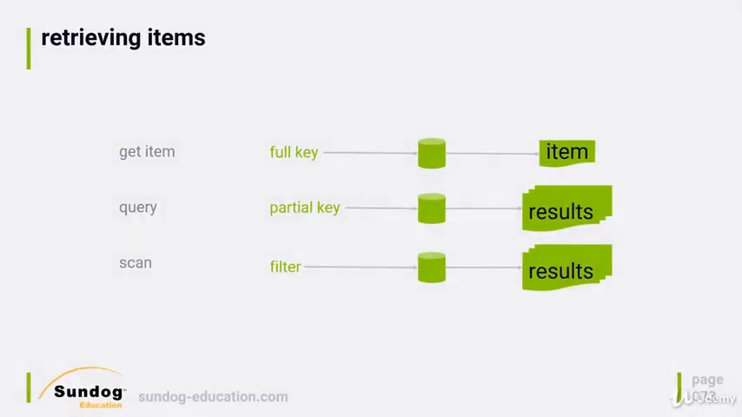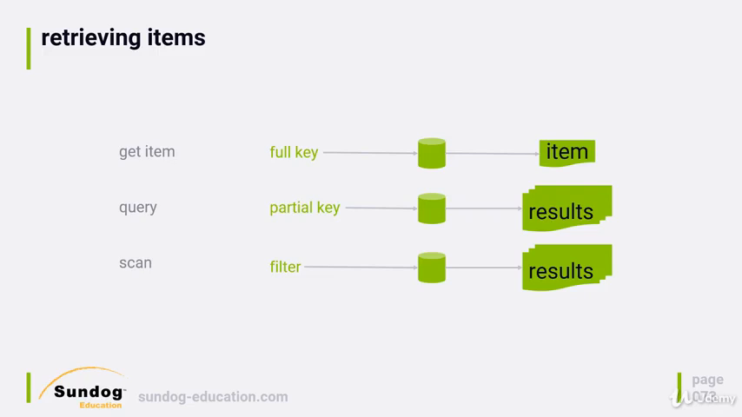For getting items back, there's a few ways to do it out of DynamoDB. One is the getItem interface, and that's the simplest way to get an item. Just provide the key to it if you know it. So if you know the full key, this is definitely the simplest and fastest way to get the item back. The result will be a single item, or if that item doesn't exist, you'll get back an error.